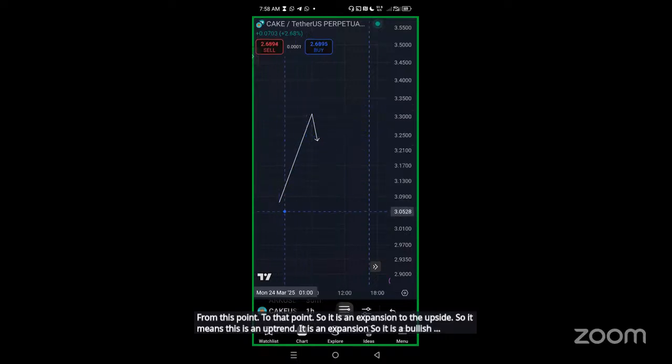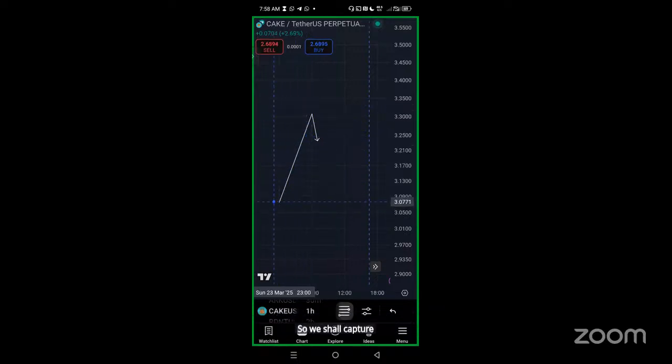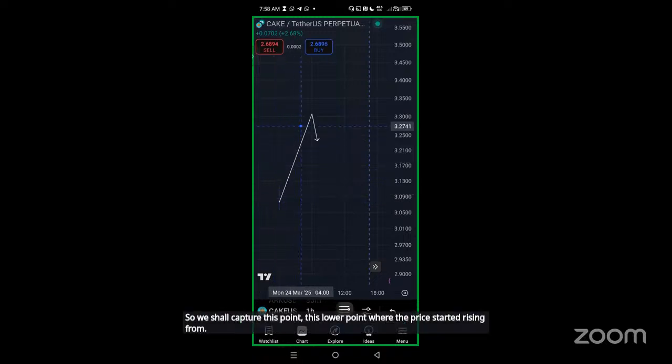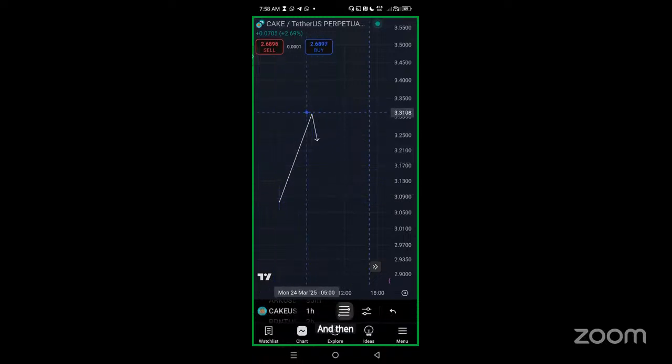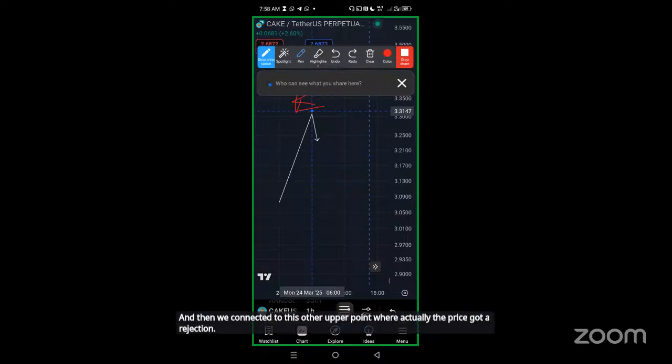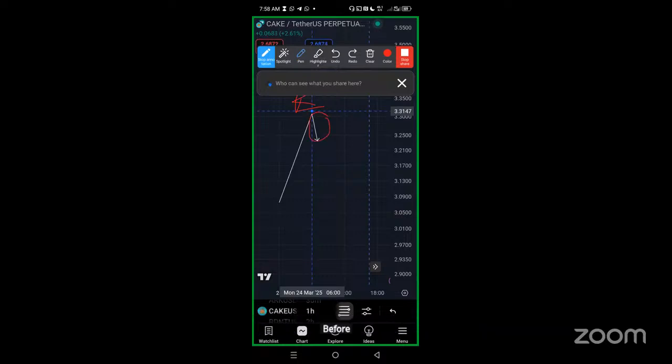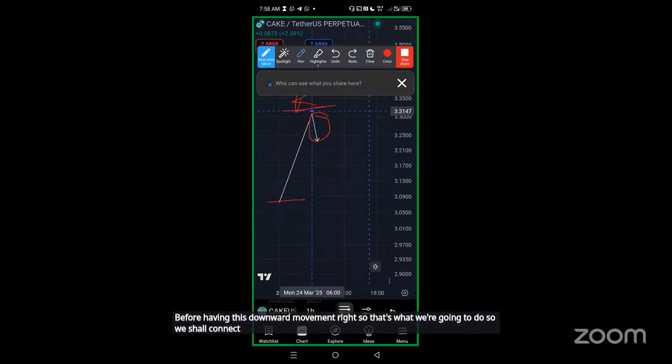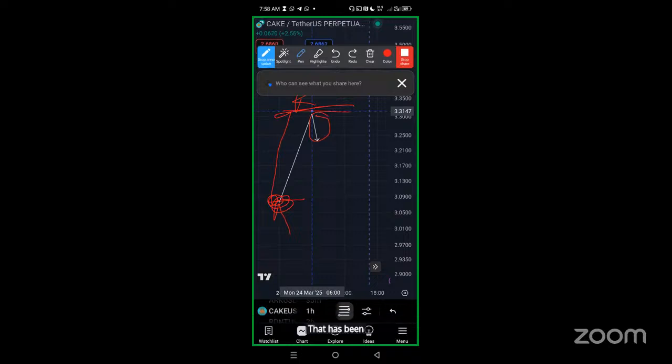So we shall capture this lower point where the price started rising from, and then we connect it to this other upper point where the price got a rejection before having this downward movement. So that's what we're going to do. We shall connect this point to that. Meaning we put our fib tool on the lower point where the price is starting from, and then we drag it and connect it to the higher point that has been established, which is the higher high there.